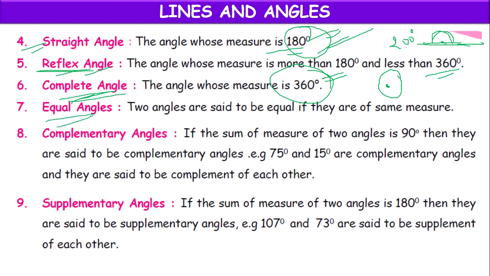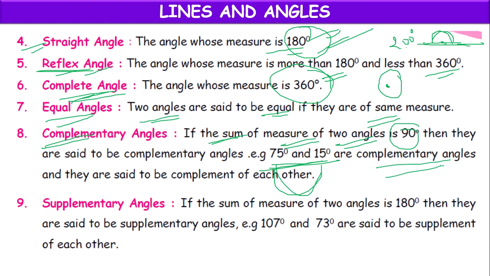Next, equal angles. Two angles are said to be equal if they have the same measure. Next, complementary angles. If the sum of the measures of two angles is 90 degrees, like 75 degrees and 15 degrees, then this pair of angles is called complementary angles. A complementary angle is not an individual angle. It's a combination of two angles, a pair of angles whose sum is 90 degrees.